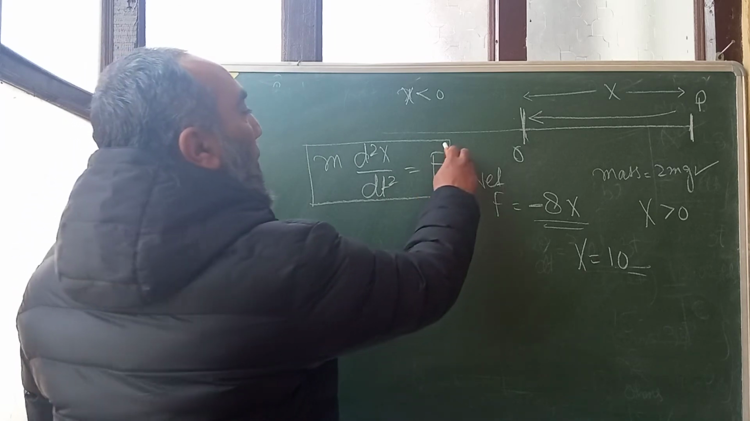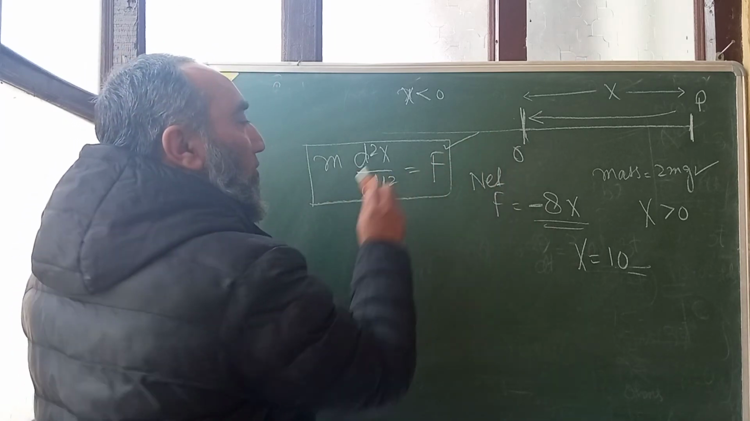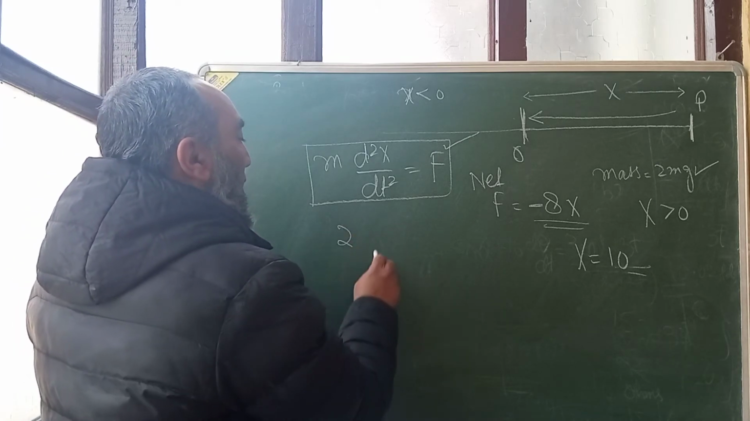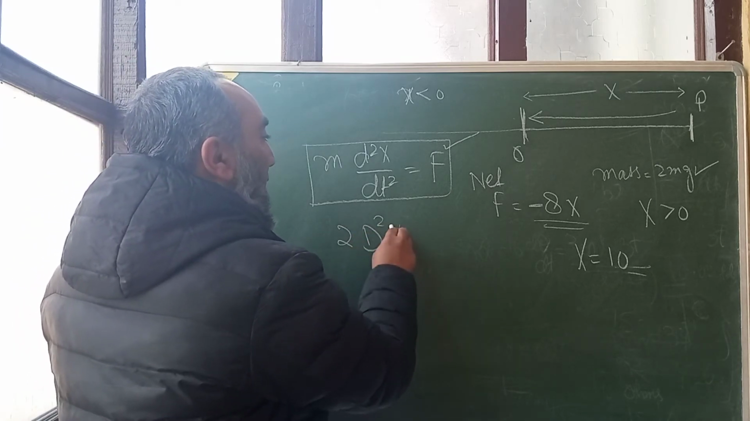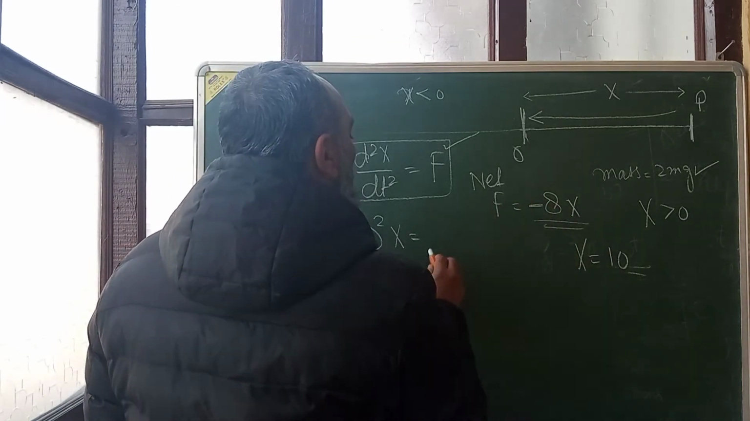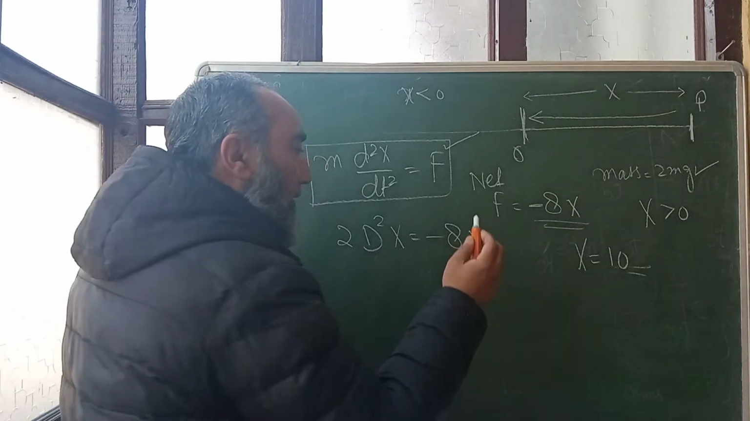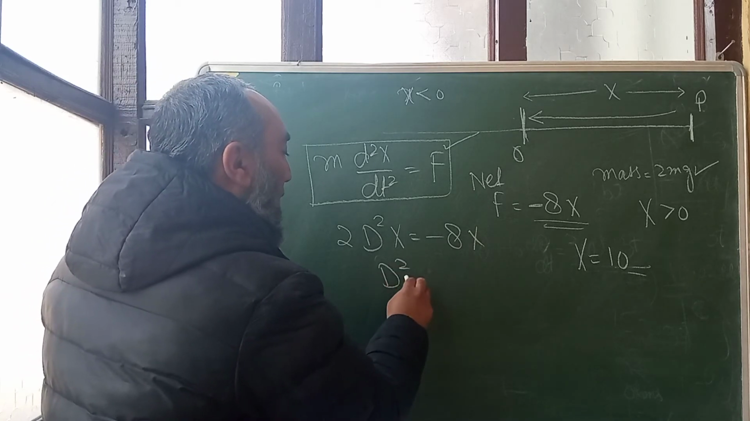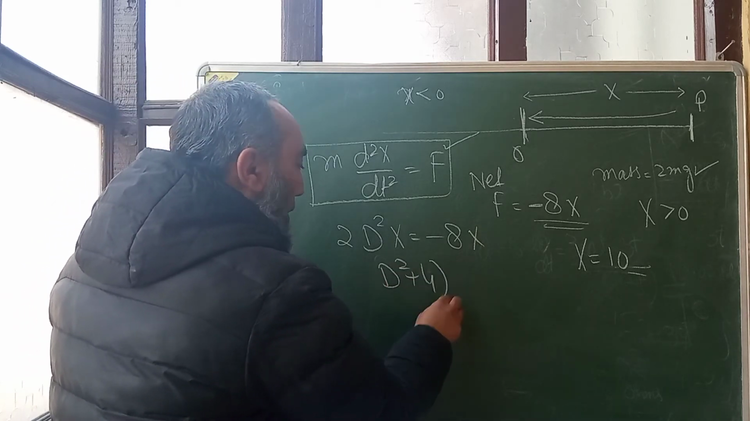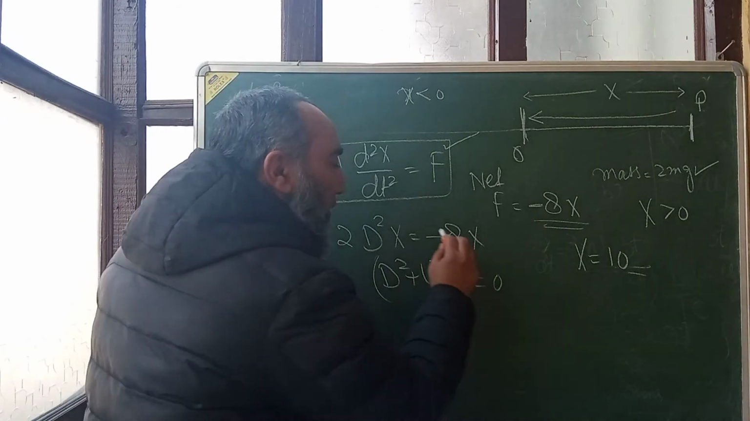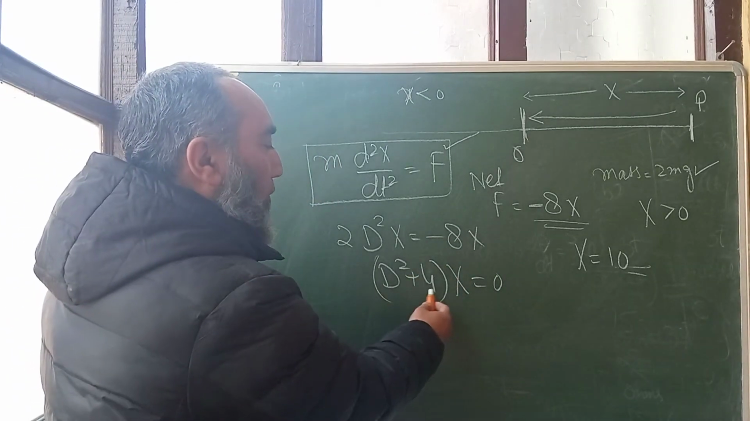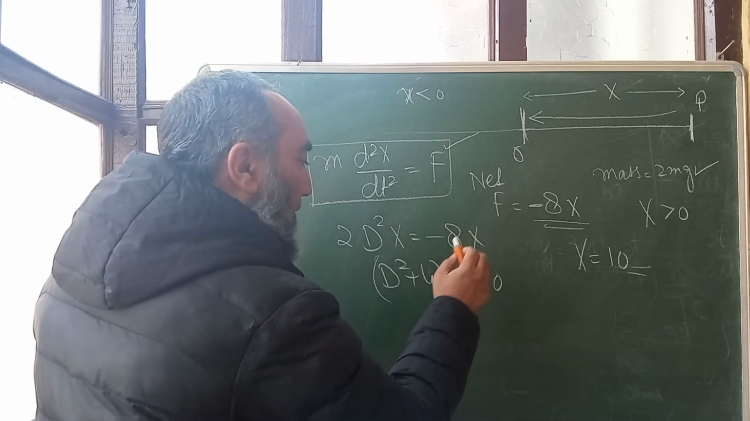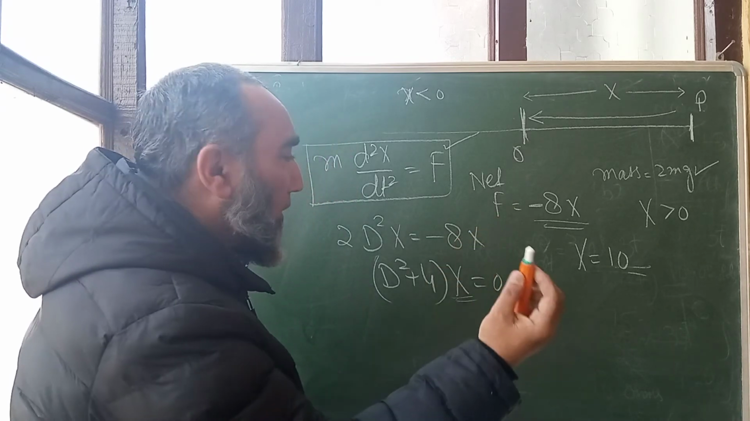I have used Newton's formula, mass into acceleration is equal to net force. This is very easy. Mass is 2, so 2 d square x equals the net force, and the net force is minus 8x. Or you can write d square plus 4 operating on x equals 0. Very simple question. You have to find this x now.